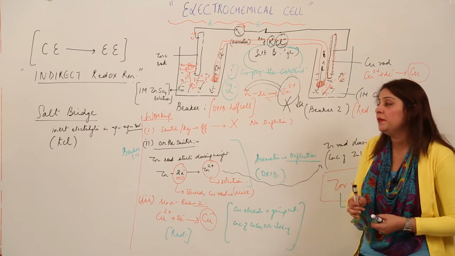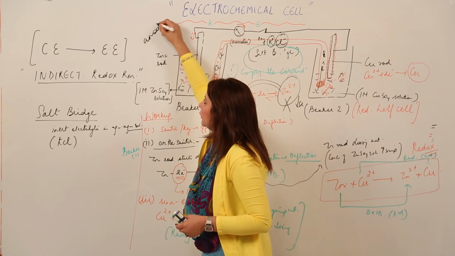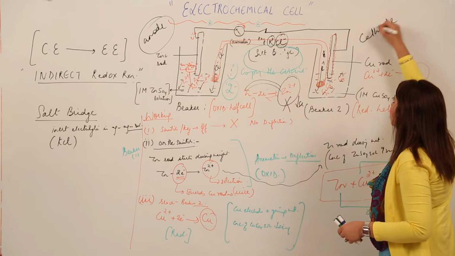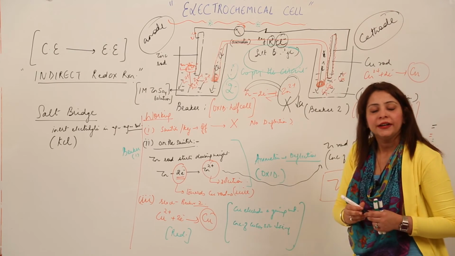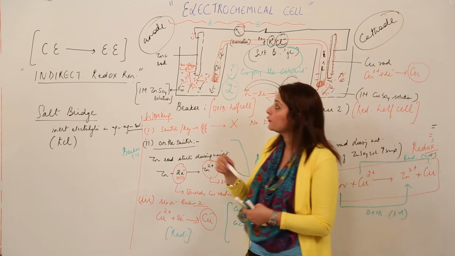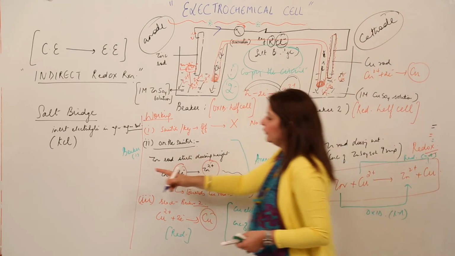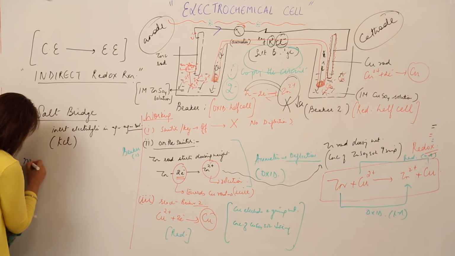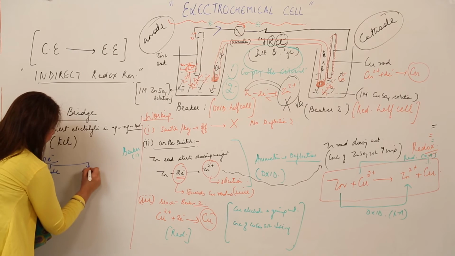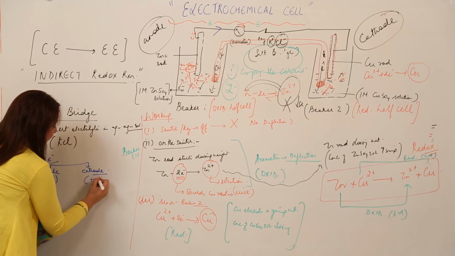Second thing you need to remember is that the one which gets oxidized acts as anode, and the one which gets reduced acts as cathode, right? And what is the movement of electrons? You know that the movement of electrons is from anode to cathode. Anode acts as negative terminal and cathode acts as positive terminal.